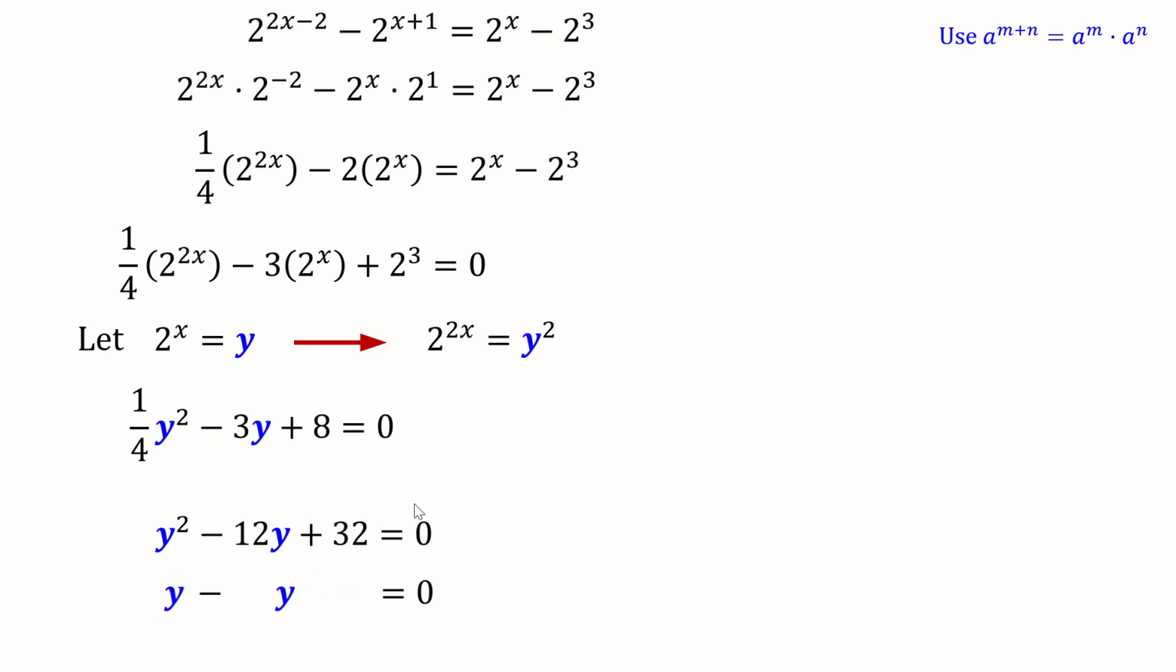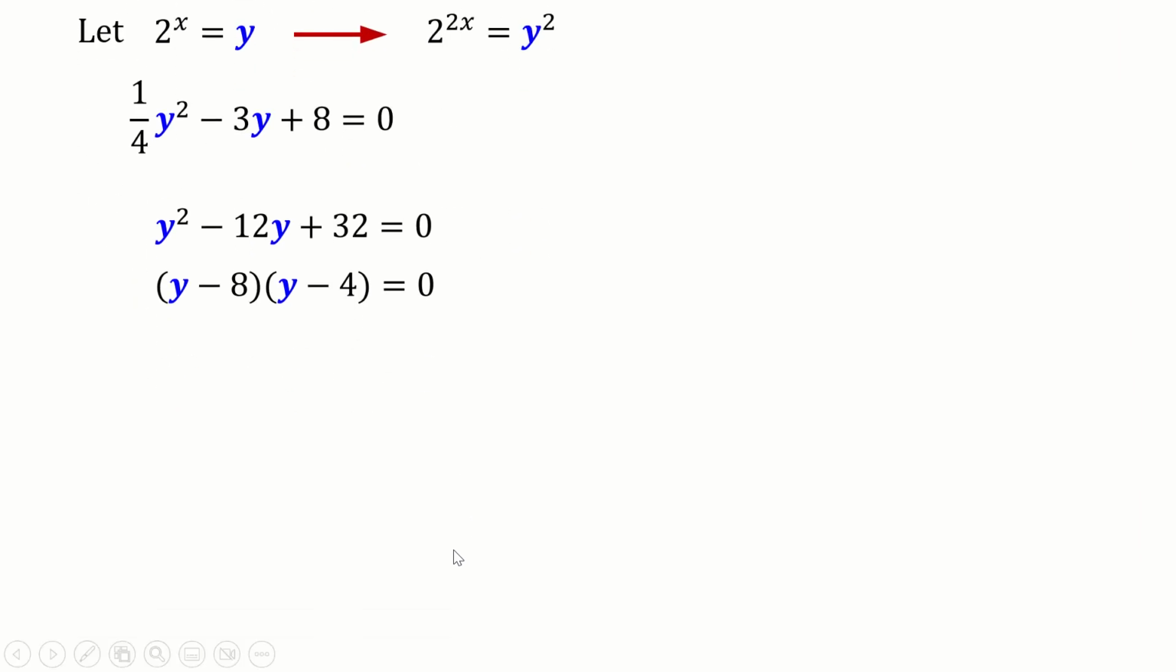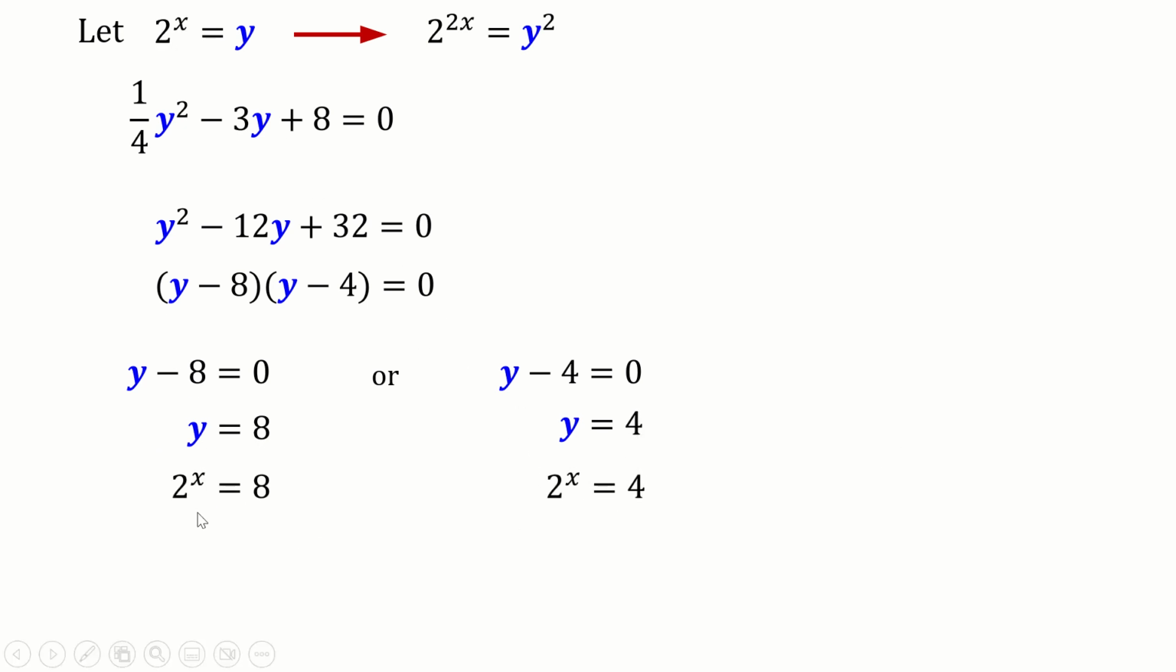If we factorize, we get y minus 8 times y minus 4 equals 0, and then we can solve this equation. So we get y minus 8 equals 0, so y equals 8, or y minus 4 equals 0, so y equals 4. Right, so we change back to the original value for y, which is 2 to the power of x. So we have 2 to the power of x equals 8, and 2 to the power of x equals 4. Now we can solve for x.